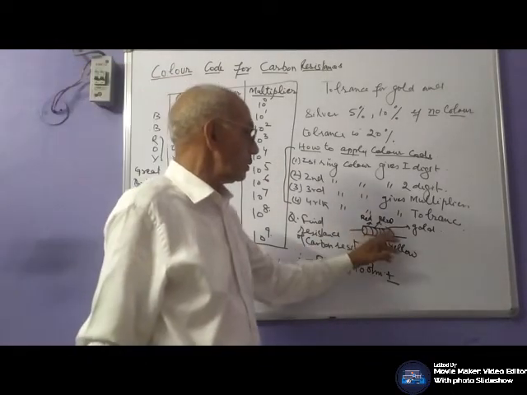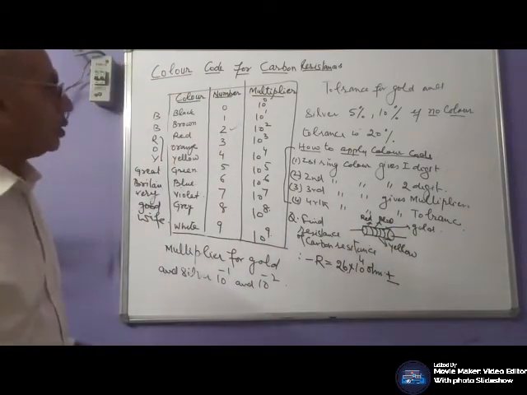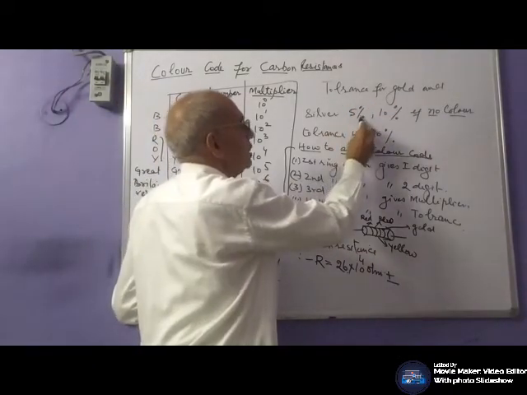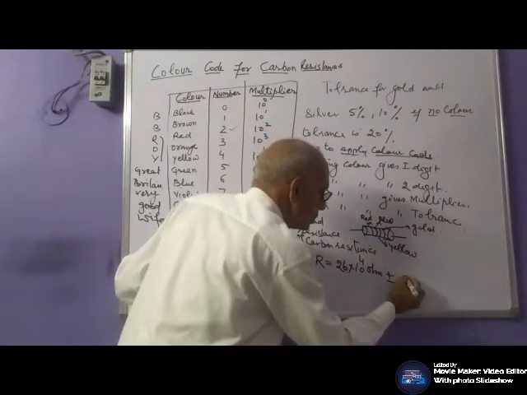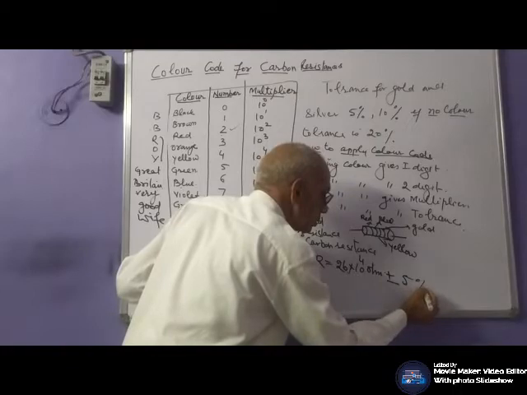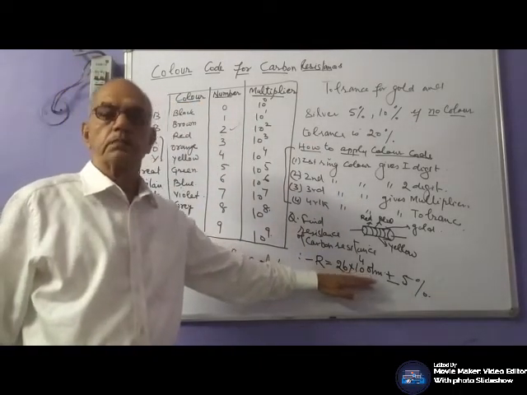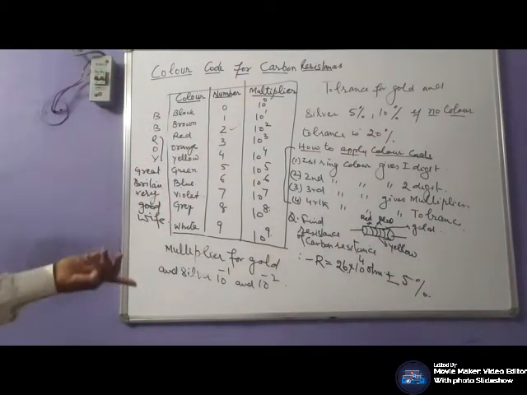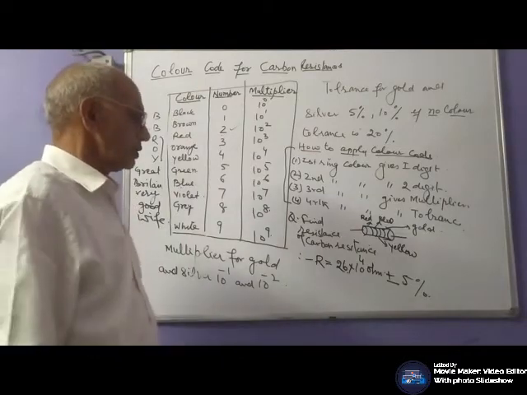Fourth ring color gives what? Tolerance. Tolerance for gold and silver: 5, 10. This is gold. So the resistance is this, plus 5% more or minus 5% less. So this is what the color code for carbon resistance is.